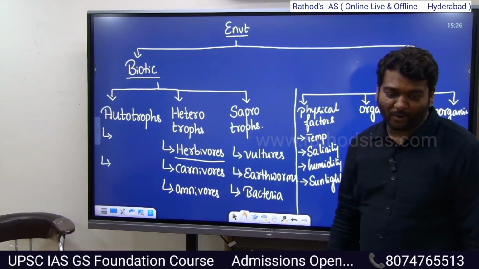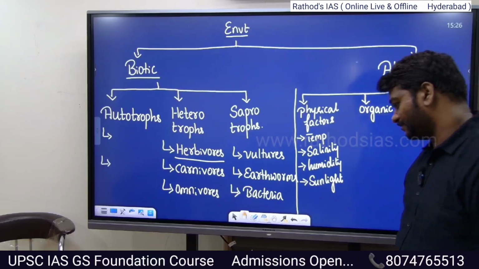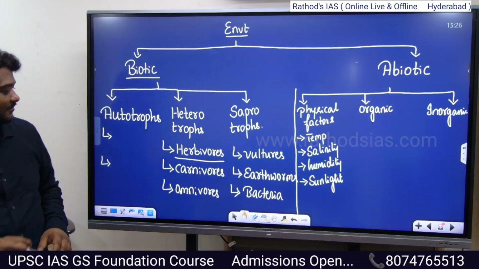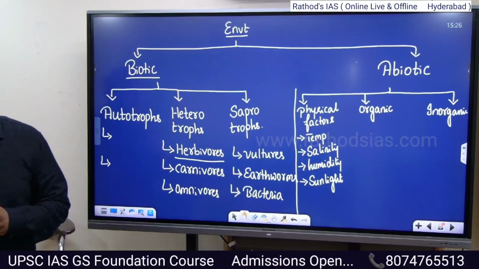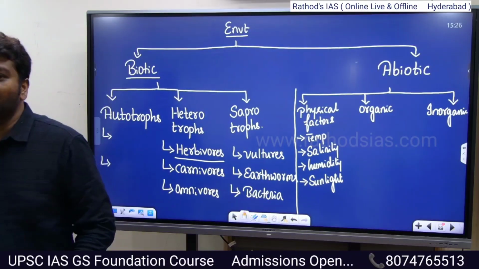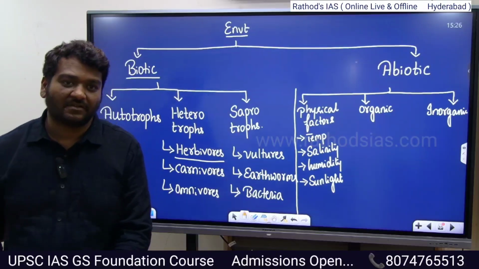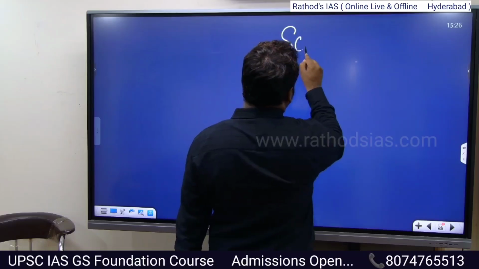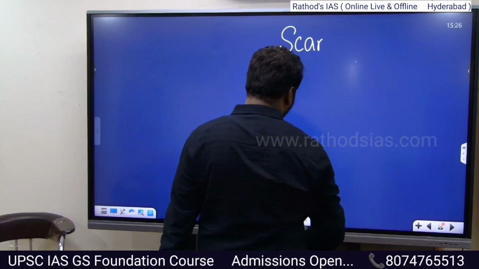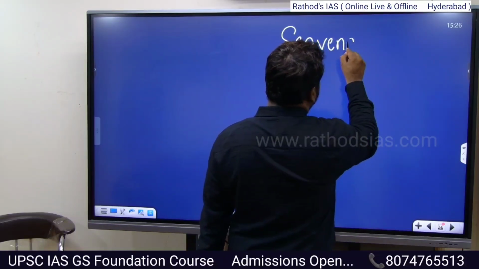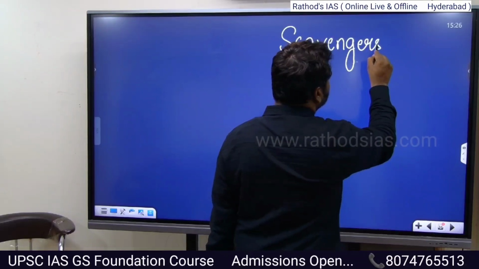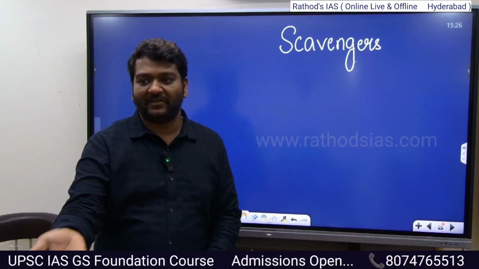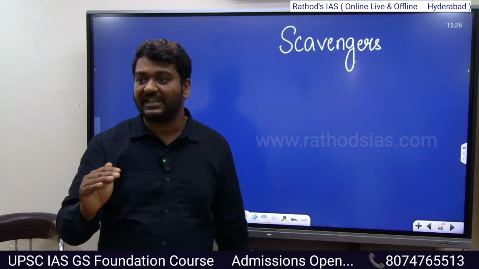Next to it, saprotrophs. Saprotrophs. I'll use a term, guys. Remember, natural scavengers. What is the meaning of scavengers? The one who cleans your surroundings is called a scavenger. If a dead body is there, people will come, take it and throw it, correct? They are called scavengers.